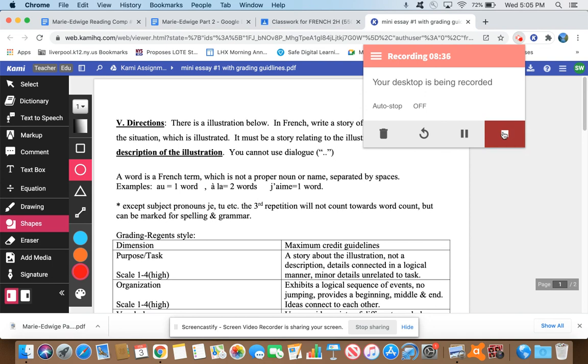Okay, so I'll leave you to it. It's just put it into English, 12 sentences. I know you can do this.